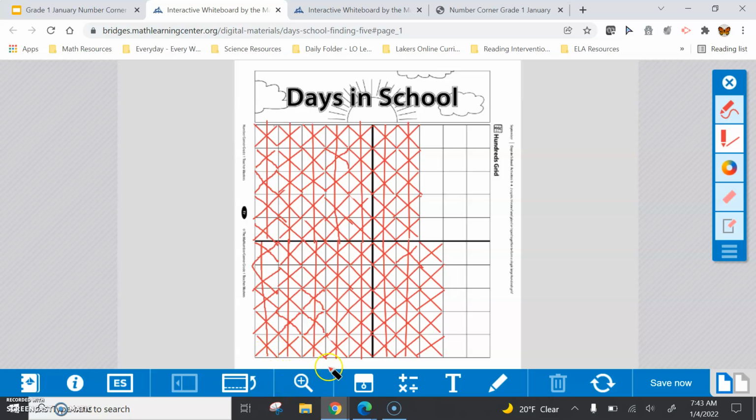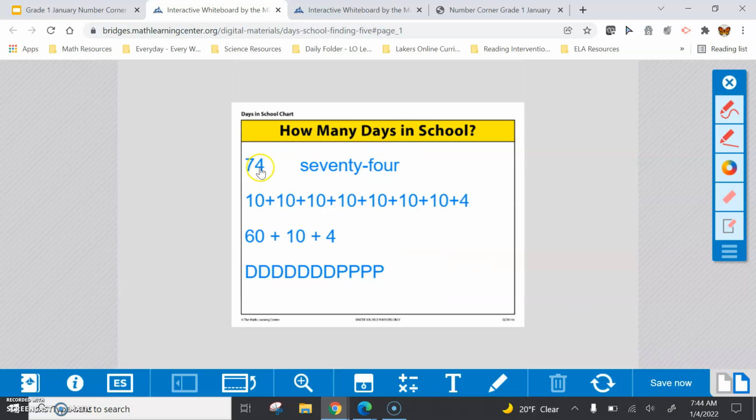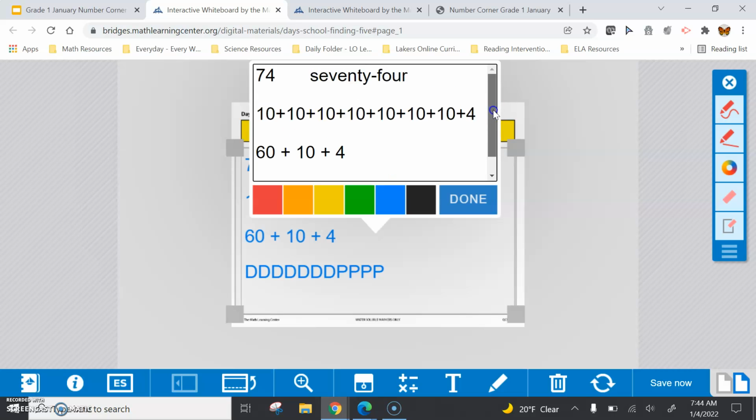10, 20, 30, 40, 50, 60, 70, 75 days together in school. Incredible. So we'll change this information here so that it does show 75 here. Then we have 10, 20, 30, 40, 50, 60, 70, 5 here. Then we have 60 plus 10, which is 70, plus 5 equals 75.